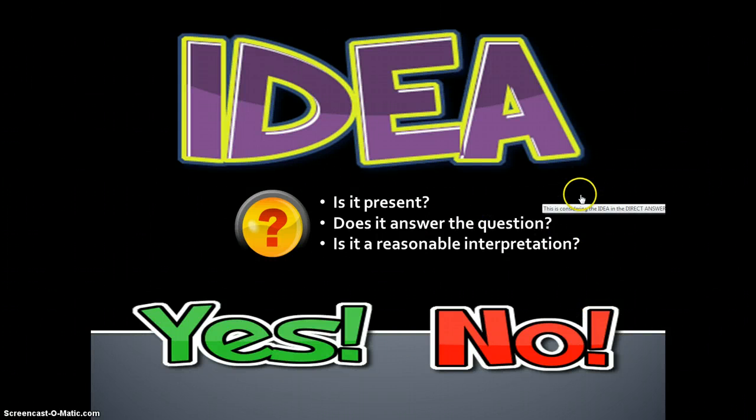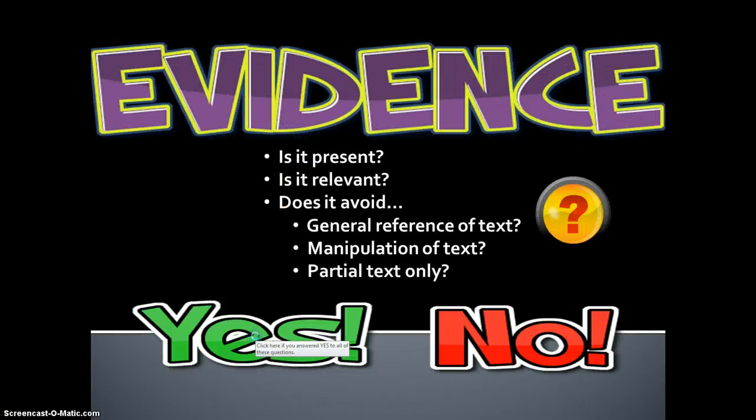Let's say another response that you're reading, the student does have an idea presented, it does directly answer the question, and it is a reasonable and specific interpretation. So I'm going to go ahead and click on yes, because the student was able to provide evidence of all 3 questions within the response. When I do that, it's going to take me to my next element. I am now going to consider the evidence.